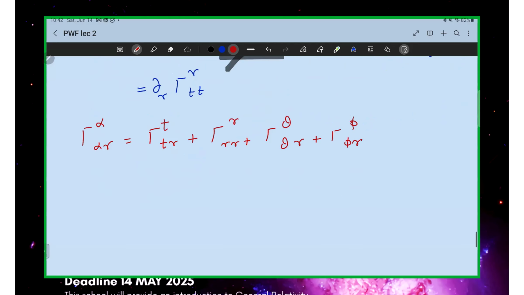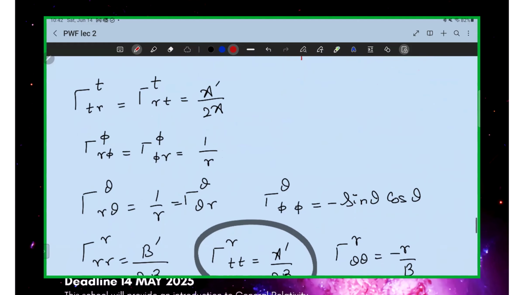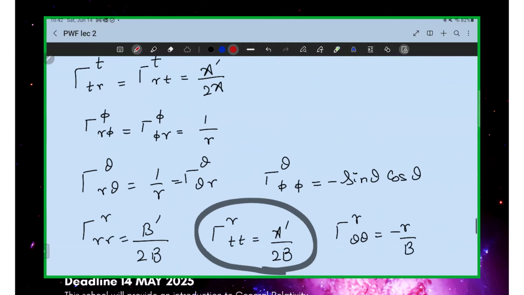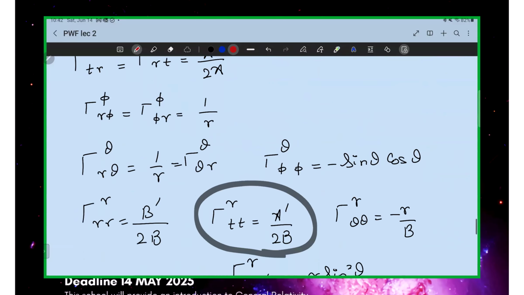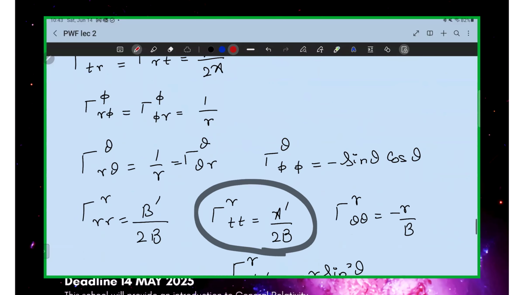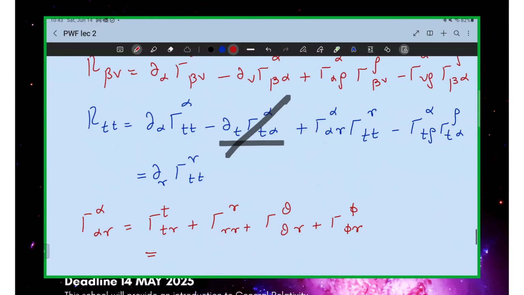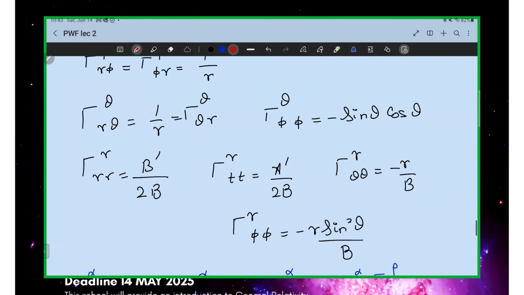And you can see that all of these are non-zero. And if you put the expressions for one of them, let's see the first term. First thing is TTR, which is given here. It's equal to alpha prime over 2a. The other thing that you need is TRR, if I'm not wrong. Sorry, RRR is given here. It's equal to b prime over 2b, and so on.